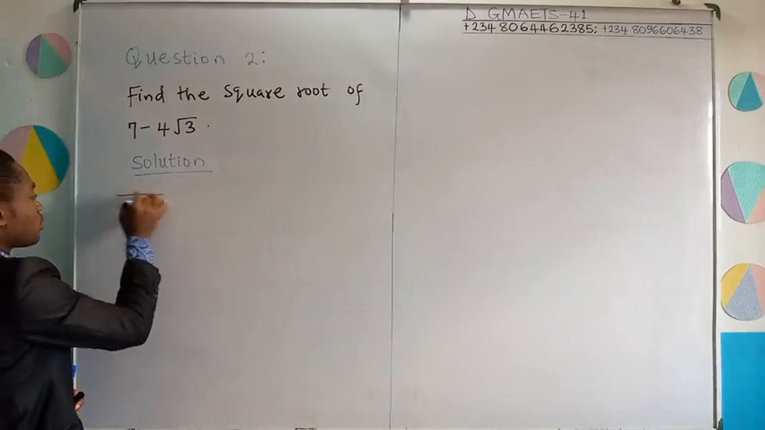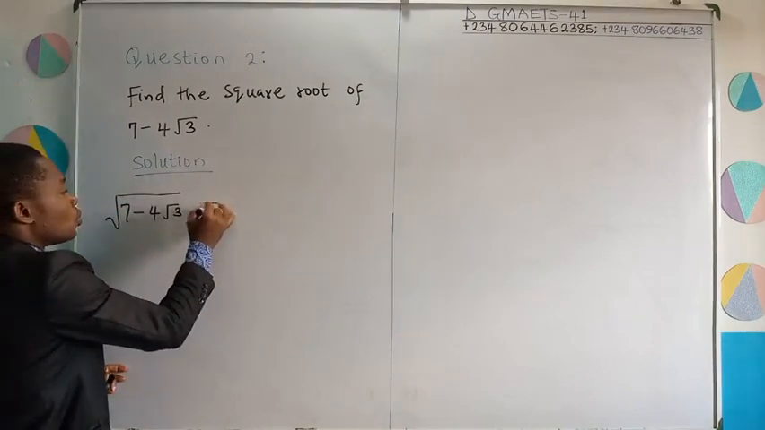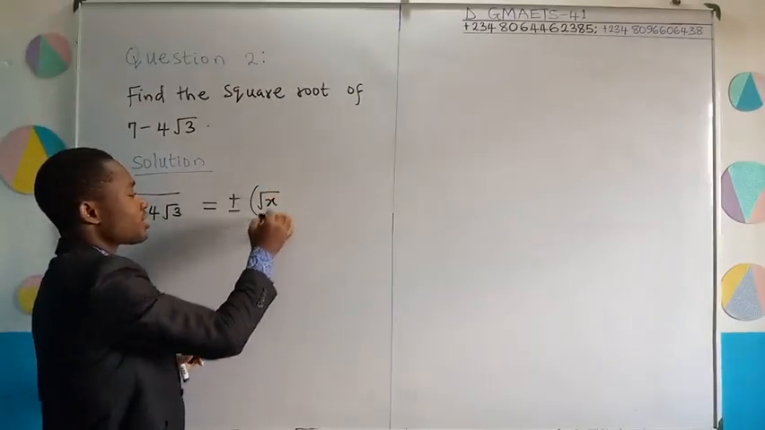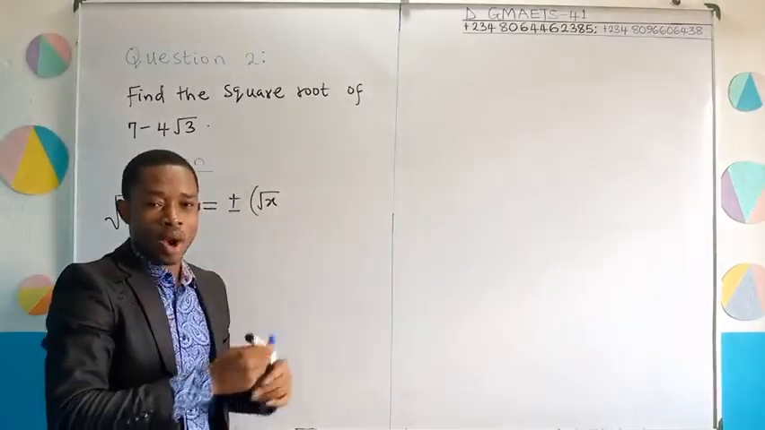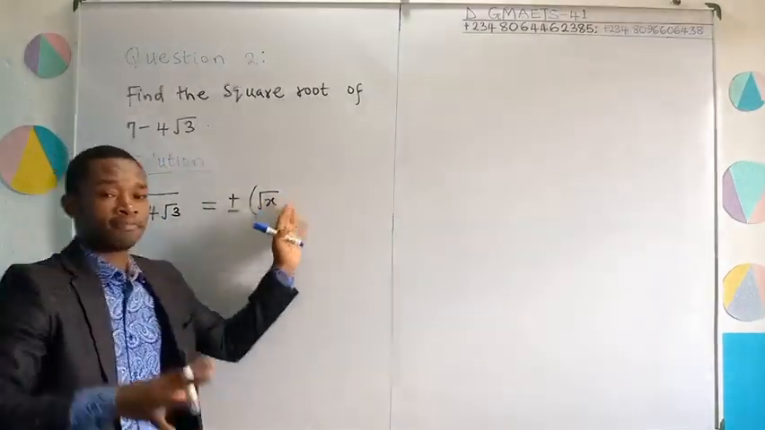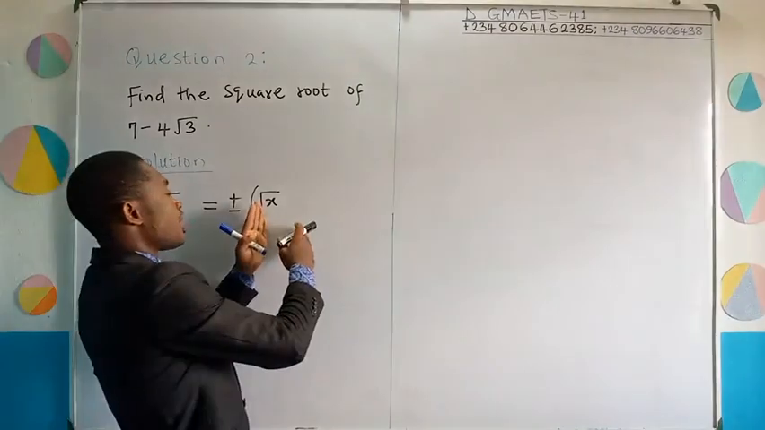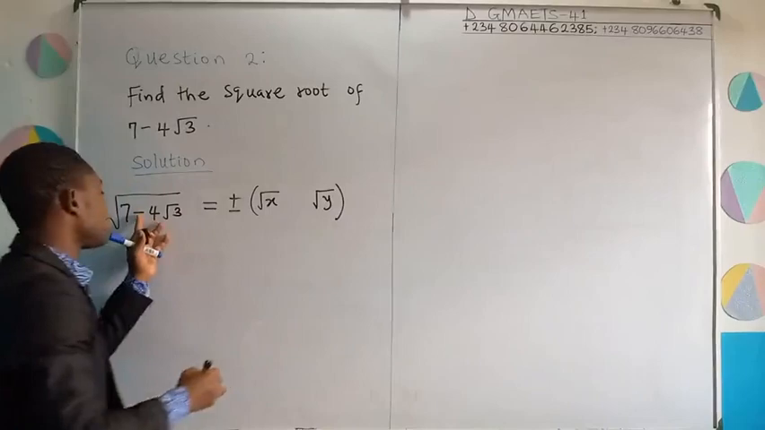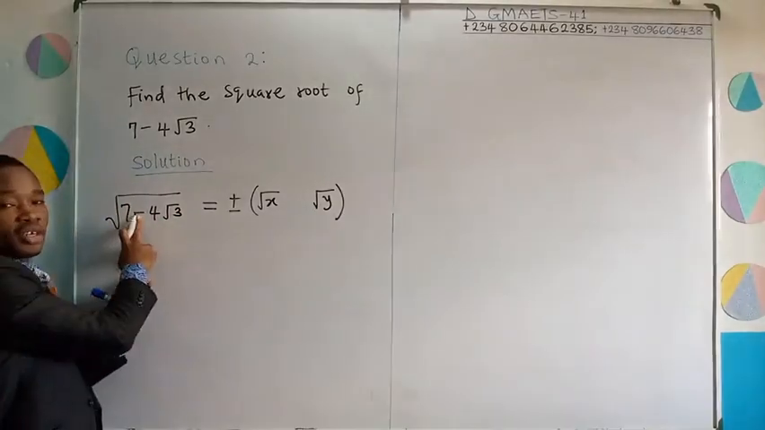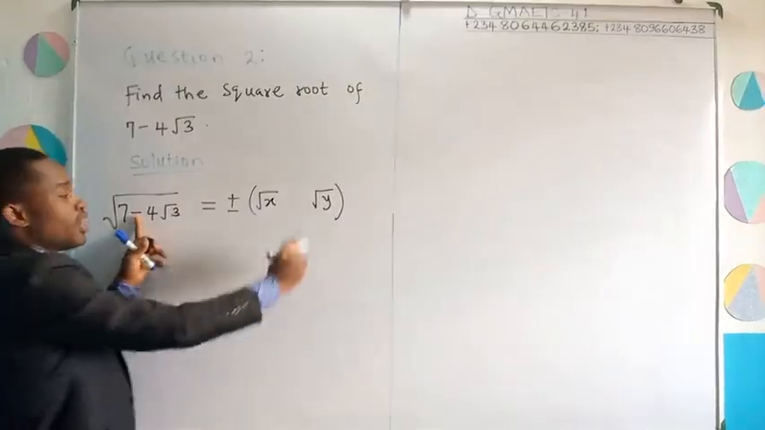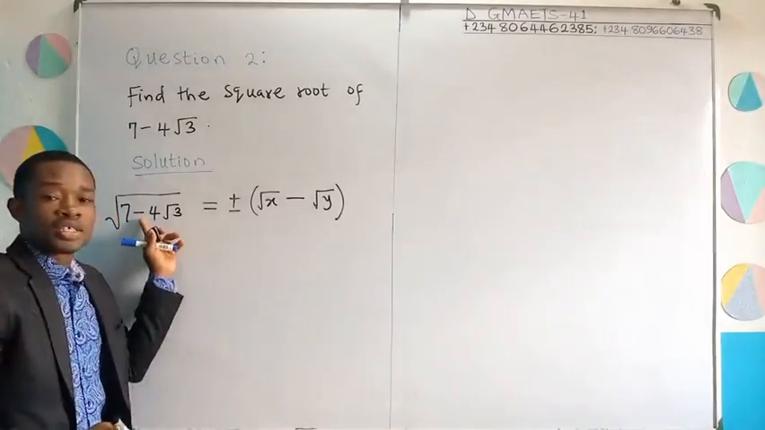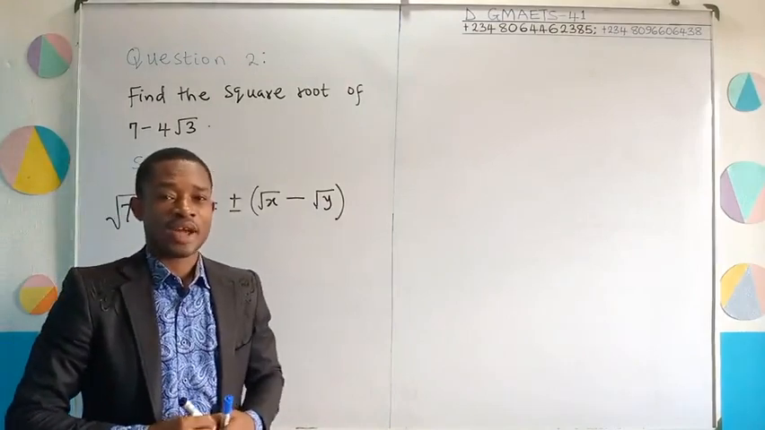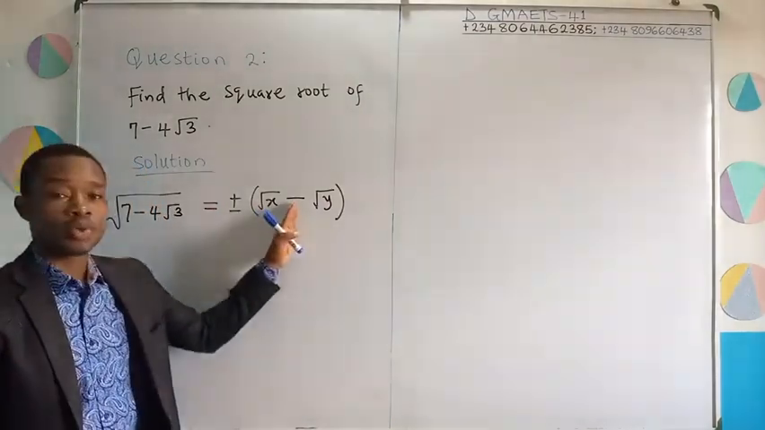We have to find the square root. We shall make this equal to plus minus square root of x, then plus square root of y. But please, I'm not going to put plus here. The mathematical sign between square root of x and square root of y depends on the mathematical sign that you have here. In this case, this is minus. Therefore, it's going to be minus here. Suppose that the sign here is positive, then here it's also going to be positive.